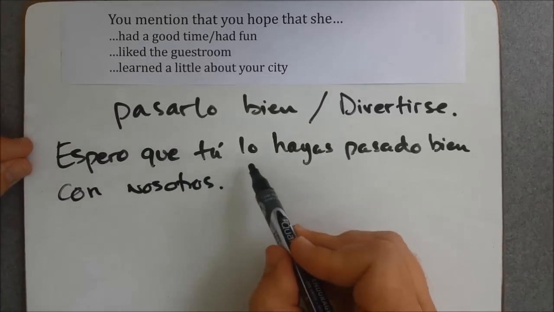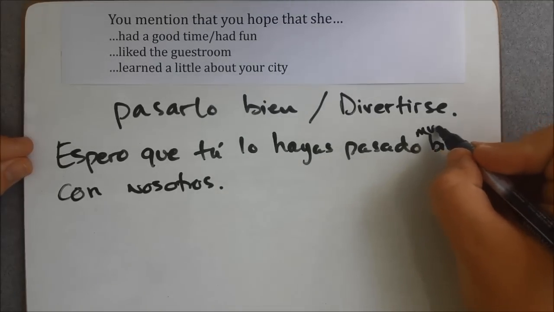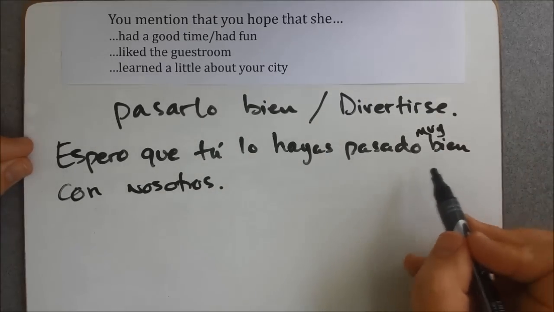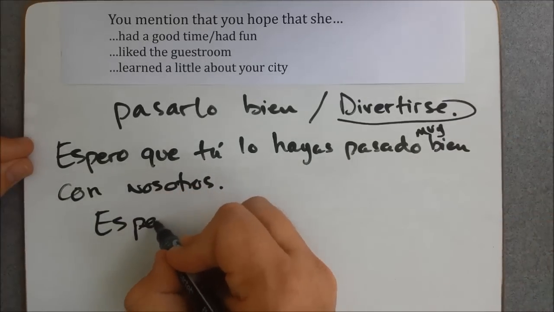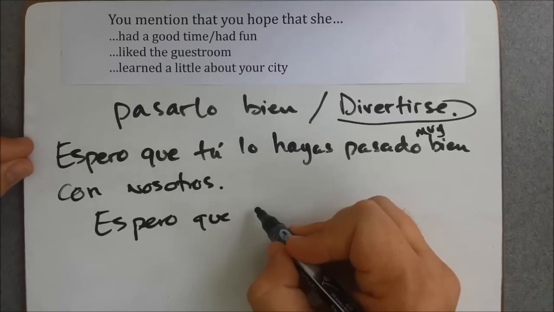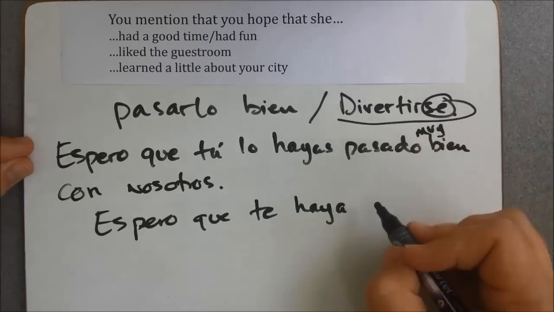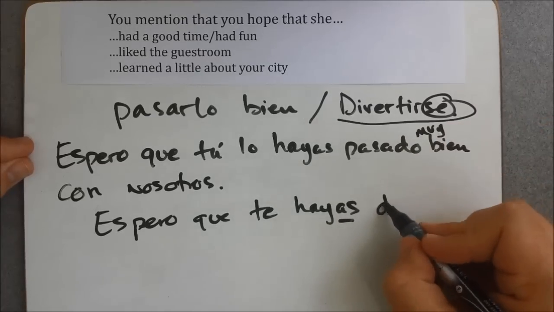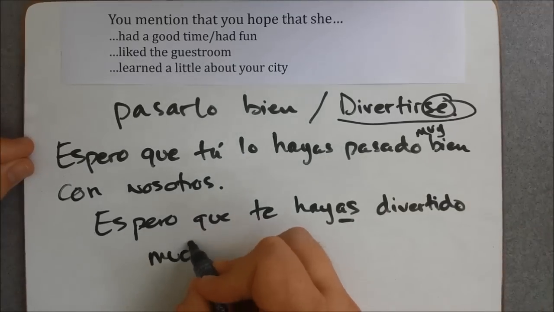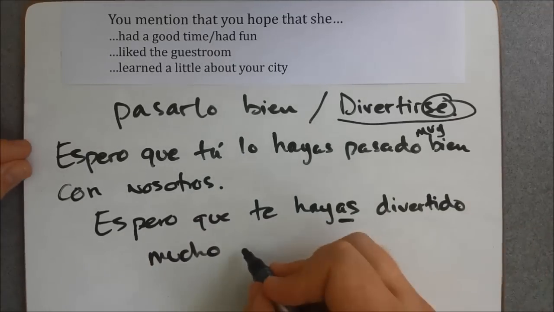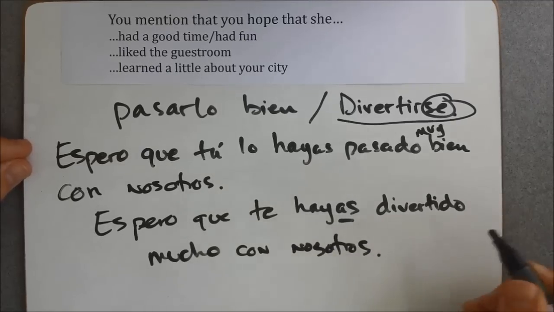Vanessa, espero que tú lo hayas pasado bien con nosotros, o muy bien con nosotros, right? Muy bien. Espero que lo hayas pasado muy bien con nosotros. Or if I want to use this verb here, espero que te hayas, so here we have a reflexive verb, right? Divertirse, que te hayas divertido mucho, pardon my handwriting, con nosotros. So both of these would work to express this idea.